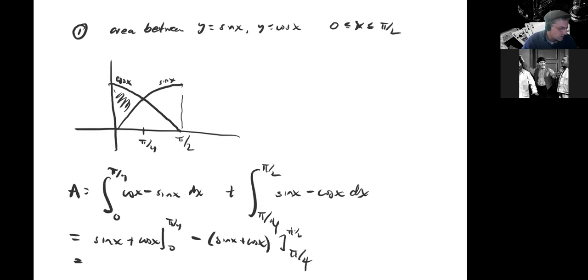If you do the evaluation, I'll spare you the details. You're going to get twice the square root of 2 minus 2. So that is problem 1.